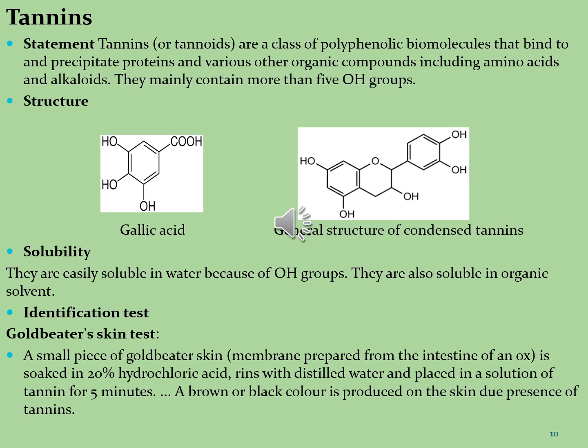Now we see the identification test. This test is carried out by using the gold beater skin test. It is carried out when a small piece of gold beater skin membrane prepared from the intestine of an ox is soaked in 20% hydrochloric acid, rinsed with distilled water, and placed in a solution of tannin for 5 minutes. A brown or black color is produced on the skin due to the presence of tannins, which indicates the presence of tannin molecules.